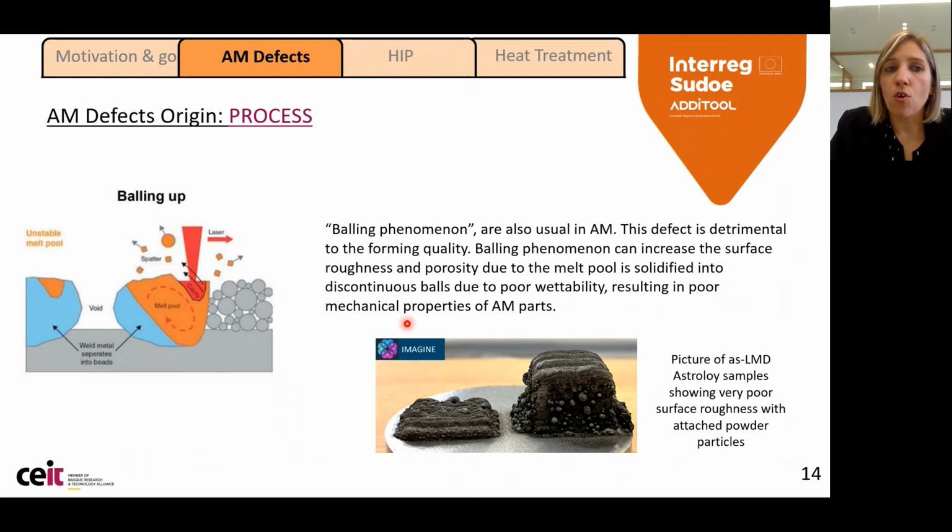Another example of defects due to bad process parameters or choosing the incorrect process parameters in AM is the balling up. In this case, this phenomenon affects the surface of these deposited materials. We see these powder particles attached in the surface of the material, and the roughness is very high. So this can make that during the following depositions, we are going to be forming porosity and therefore decreasing the mechanical properties.